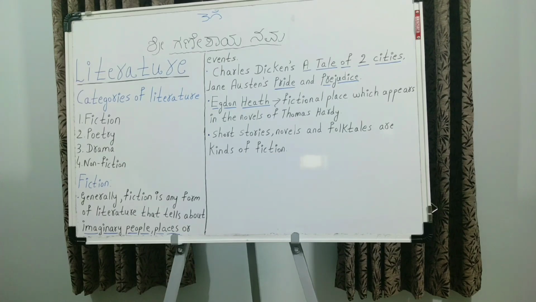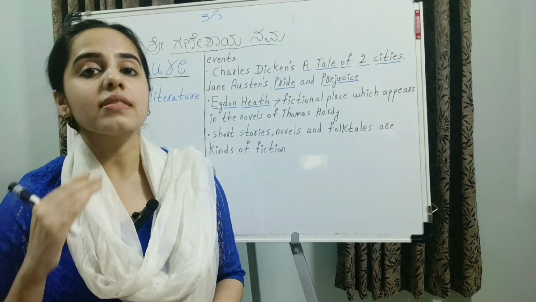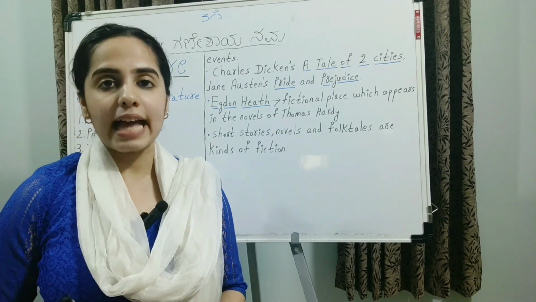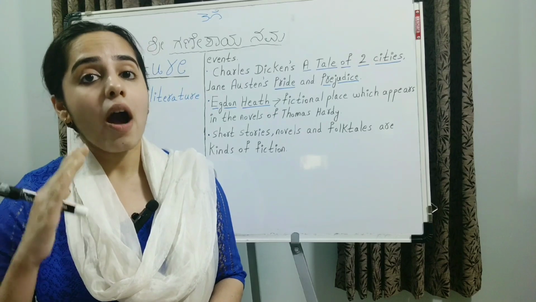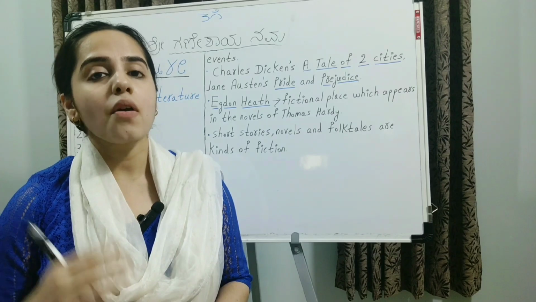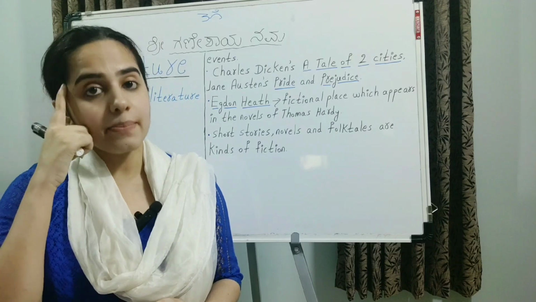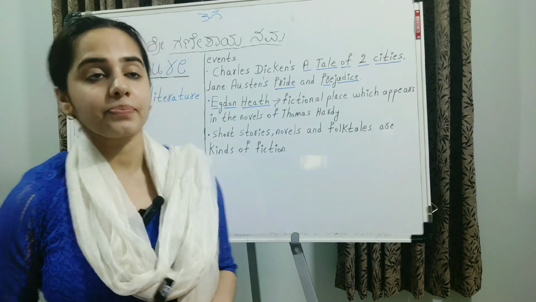Now let us understand what fiction is. Generally, fiction is any form of literature that tells about imaginary people, places or events. It is generally based on the author's imagination rather than reality. In any fiction, the author introduces fictional settings, fictional places, fictional things, and everything here is based on the author's imagination rather than reality.